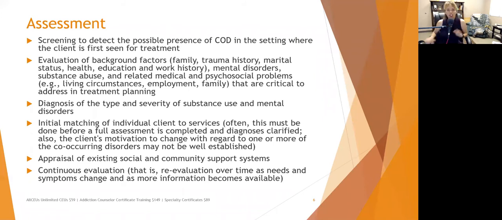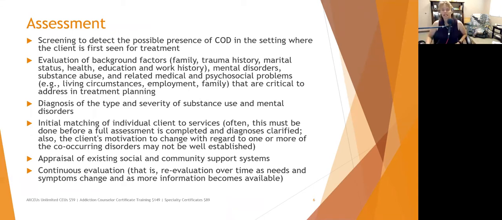So anyway, screening detects the possible presence of a co-occurring disorder in the setting where the client is first seen, and not necessarily even for treatment. It can be done by a pastor, by a PO, even by a judge. There are a lot of people who can do a brief screening and go, yep, I asked you these 5 questions, you answered, seems like you need to be referred for an assessment.